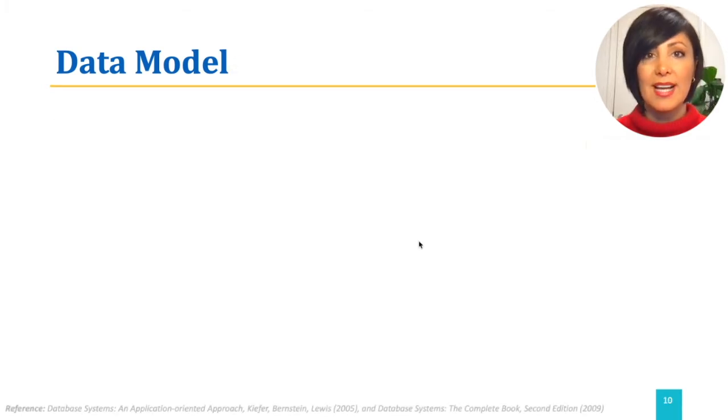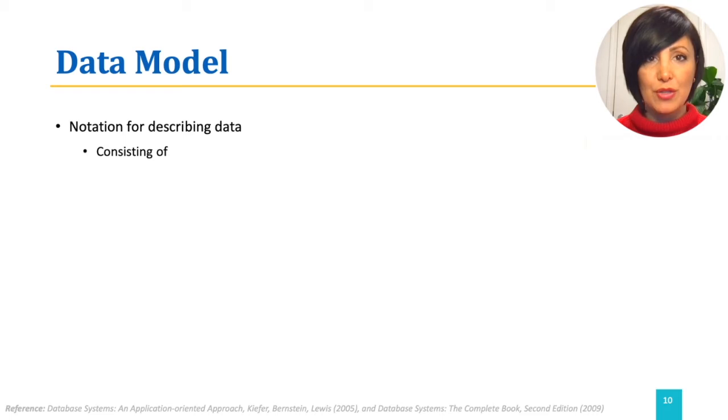A data model, as a notation for describing data, can be defined by its elements, including the structure of data, operations on the data, and constraints on the data. Let's start with the structure of data.